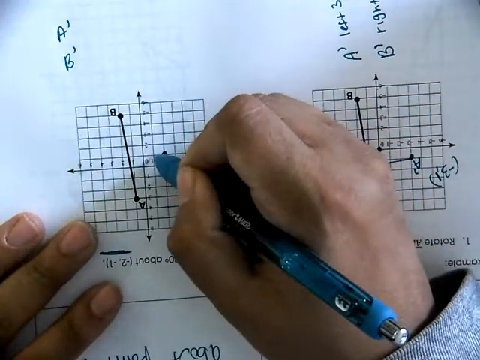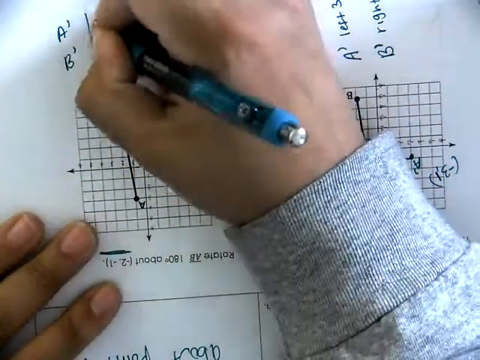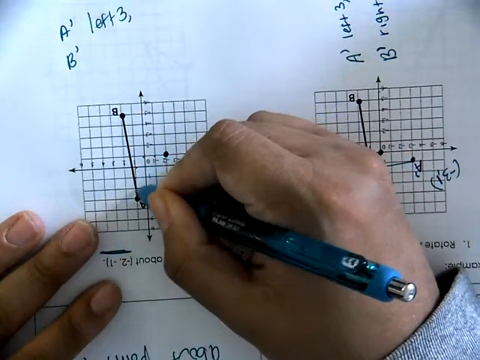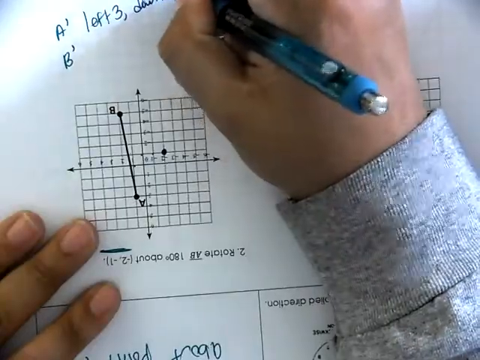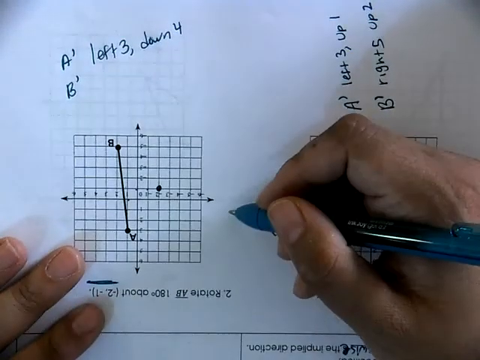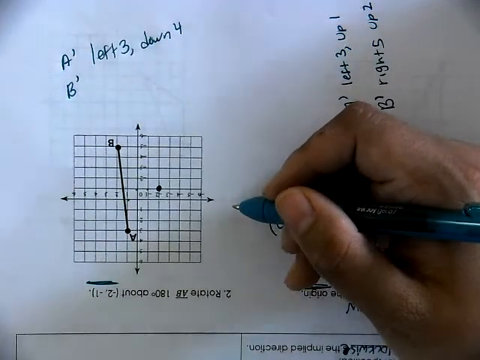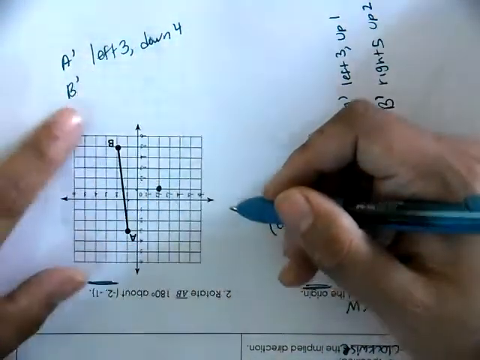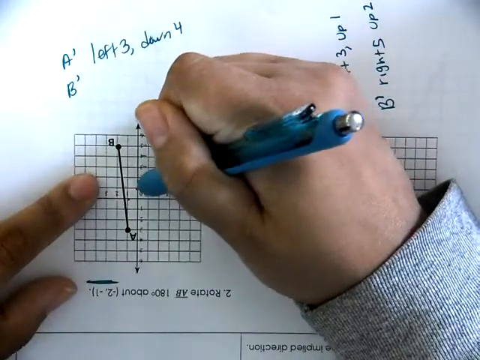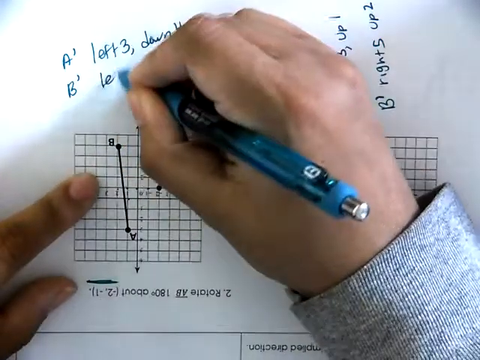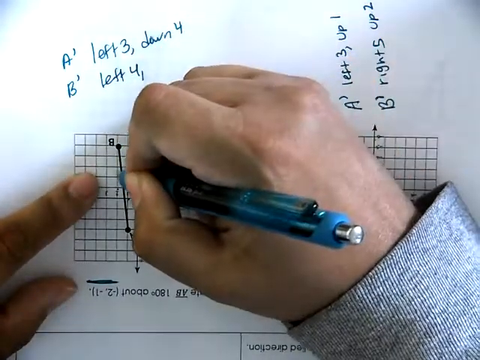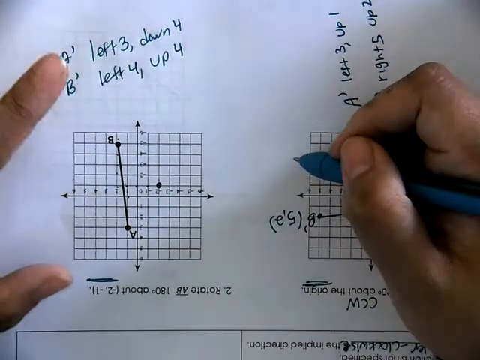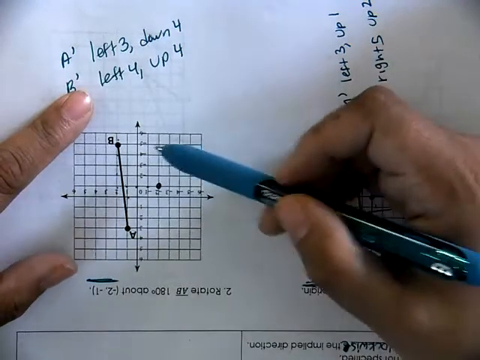Okay, so we're going left, 1, 2, 3, and down, 1, 2, 3, 4. And it doesn't matter which one you write first, the down first or the left first. It's not slope. It's not like rise over run. We're just writing down the location. Same thing for B. We're going left, 1, 2, 3, 4. And up, 1, 2, 3, 4. Okay, so left 3, down 4, left 4, up 4.